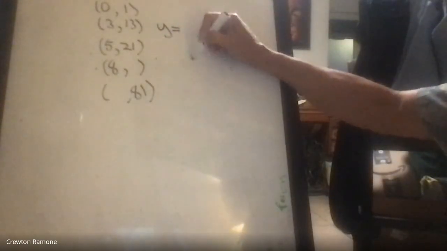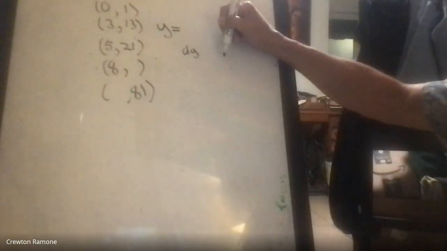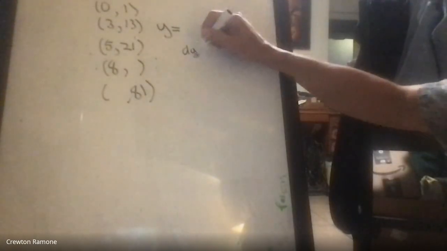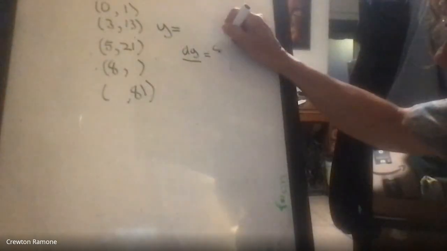Okay. So y equals, and what did we have to do? We took the difference, dy, the difference between these two. What's the difference between 21 and 13? The difference is 8. Good answer, because it's correct.